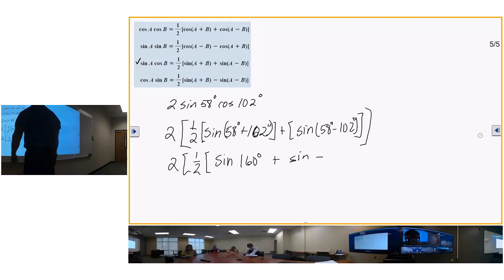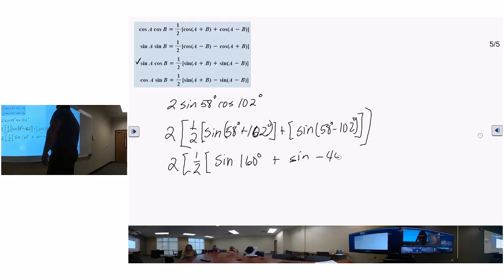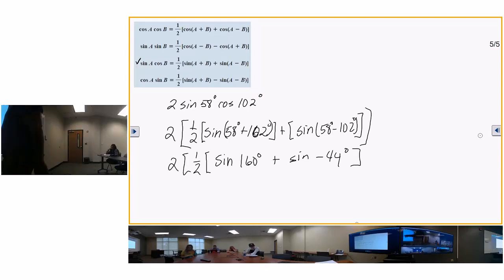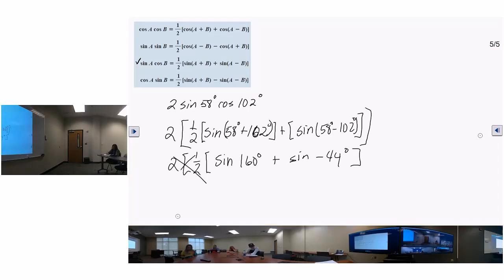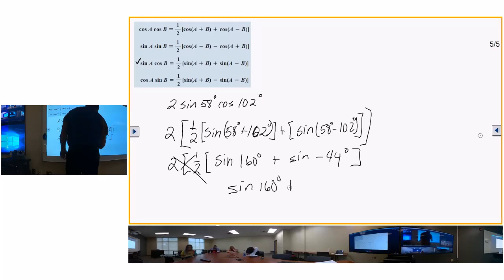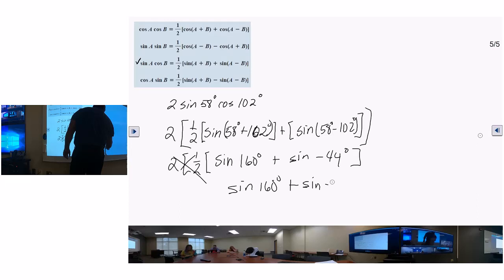What's 58 minus 102? Negative 44. And y'all give me the wrong answers on purpose so I don't fool y'all. So, what's 2 times 1/2? That goes out. You're left with sine of 160 plus the sine of negative 44.